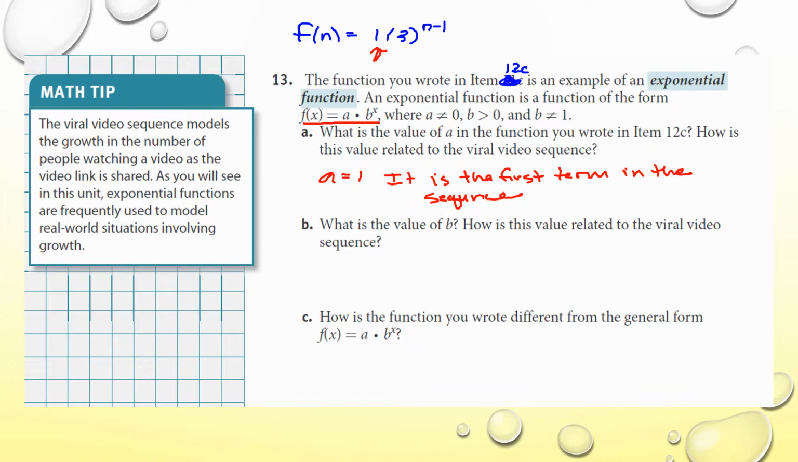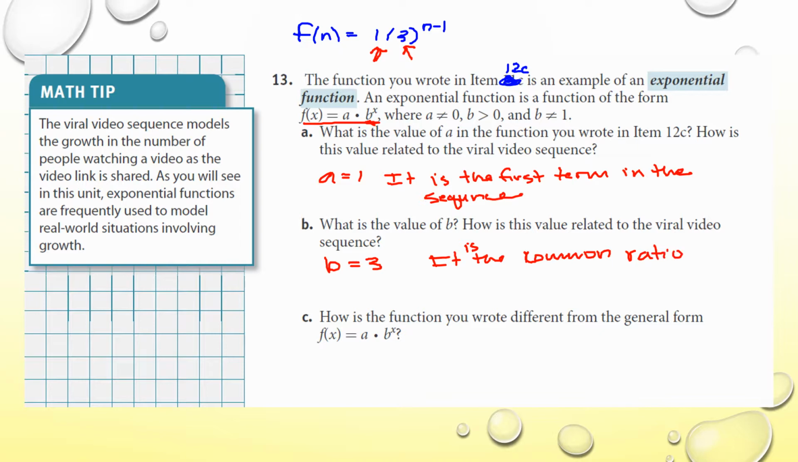What is the value of b? So in the case of our one up here, this is b, because b is the one with the power of x on it. So b equaled 3. And how is that related? It is the common ratio of the sequence.